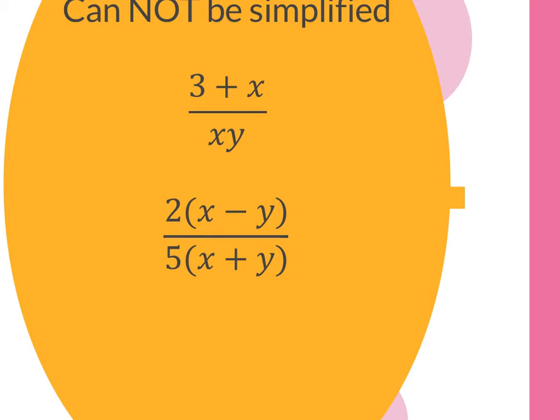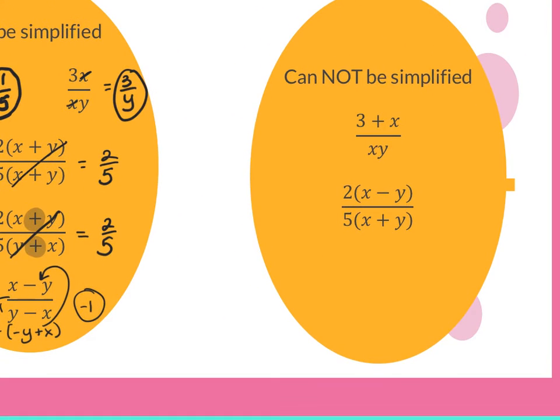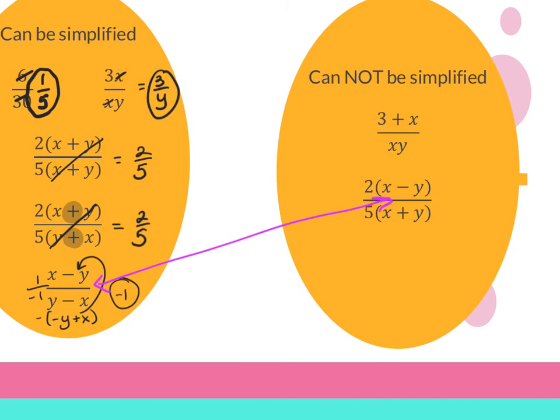If I look at the next one, I get 2x minus y and 5x plus y. These are not opposites. One is a plus and one is a minus. These cannot be simplified. So the difference between these two is that the one on the left that can be simplified, they both have a difference. It's just that they're opposite signs.